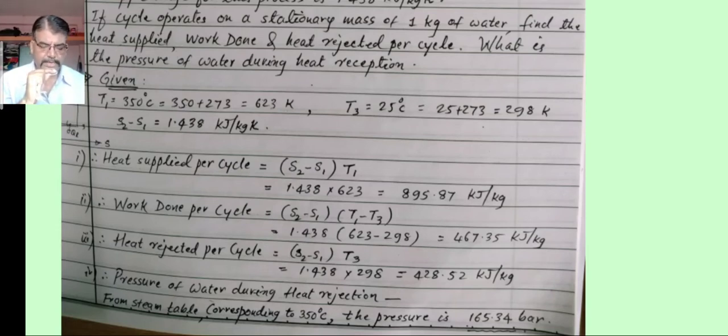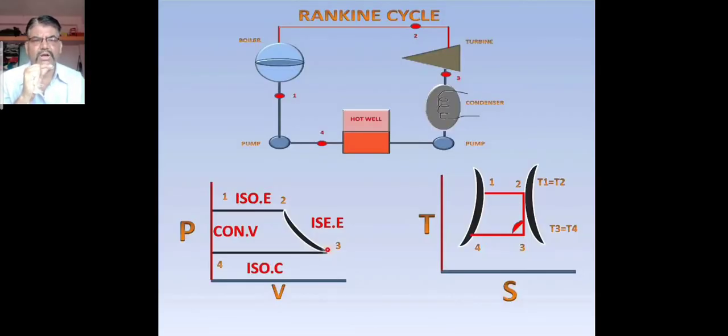Now one more thing they have asked, that is pressure of water during heat reception. From the temperature based steam table, corresponding to the given condition of 350 degrees Celsius, we get the pressure, that is 165.34 bar. So for the better understanding, I have selected all these numericals for you.